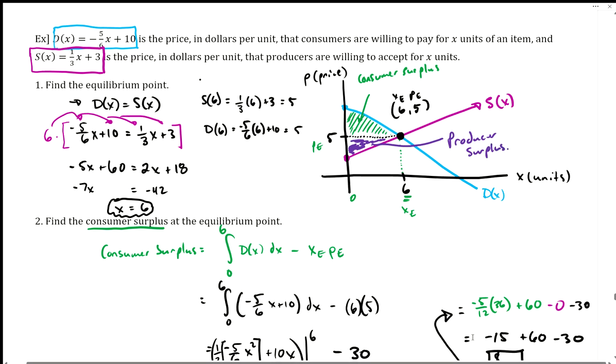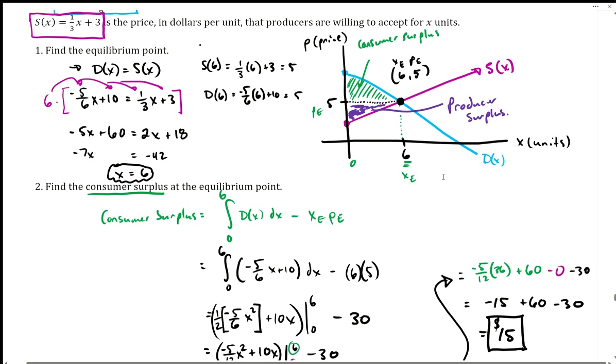Okay, so that's our producer surplus in that little area. One thing that might help, knowing where to go with it: consumer surplus and demand are close together alphabetically. Producer surplus and supply are also close to each other alphabetically. Just to make sure we know which curve is which when doing consumer versus producer.